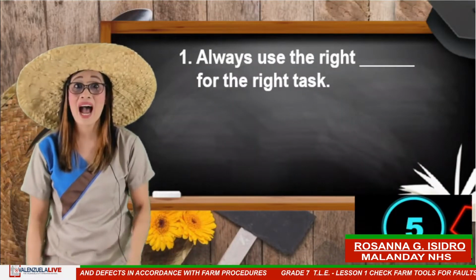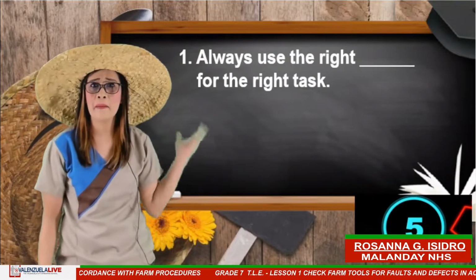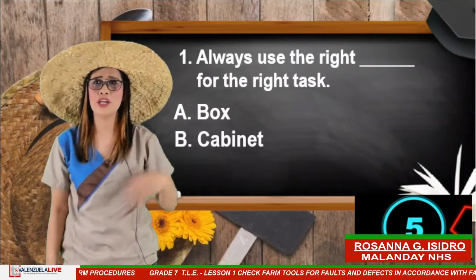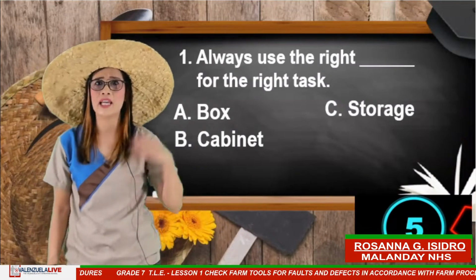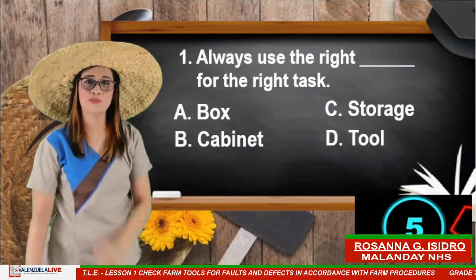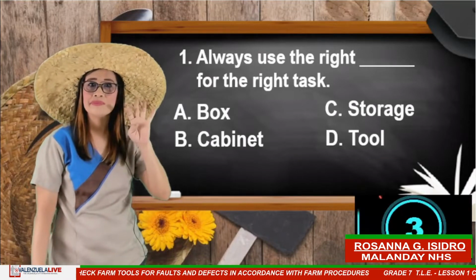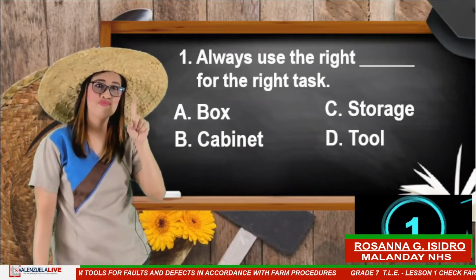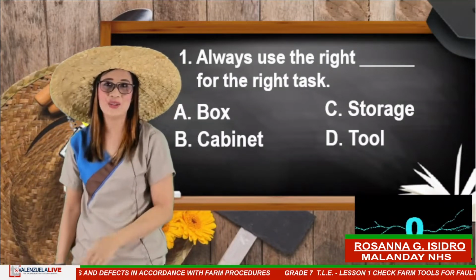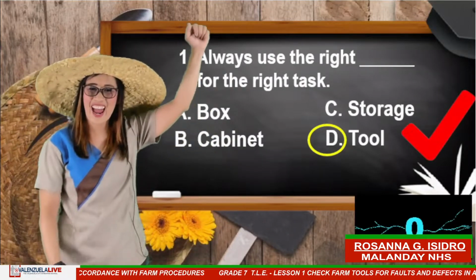Always use the right blank for the right task. It is letter A, box. Letter B, cabinet. Letter C is storage. Or letter D, tool. Your time starts now. Oops, time's up. If your answer is letter D, tool, you are correct.